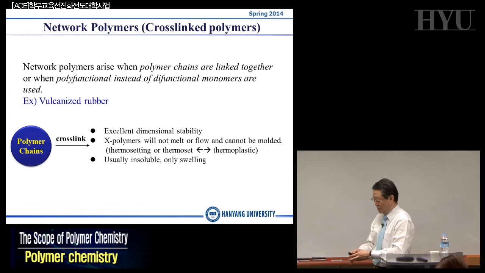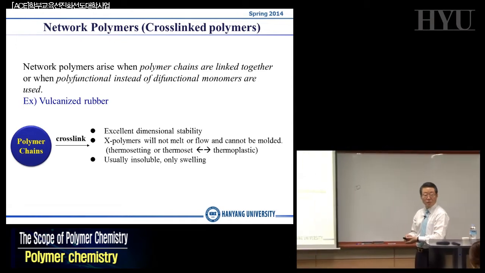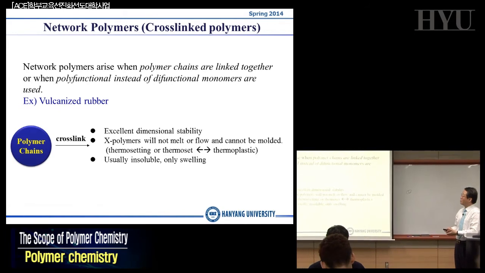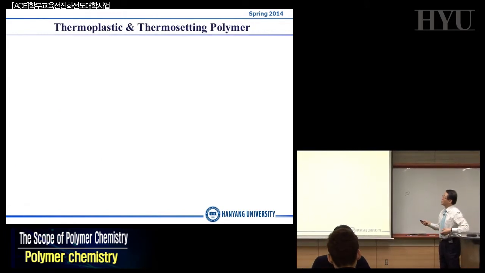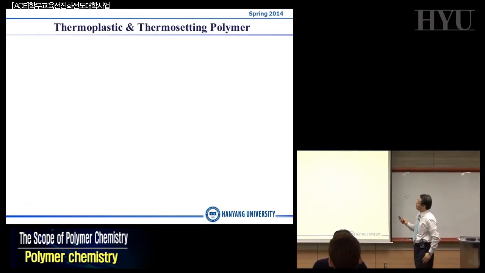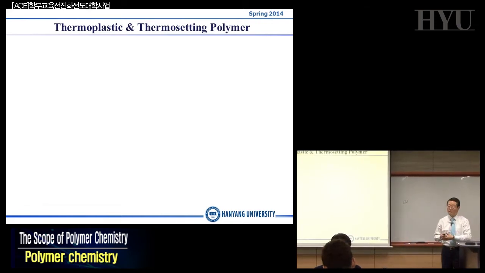The third characteristic is that usually a cross-linked polymer will not be soluble, but it will only swell in the solvents. So these are the three very distinct characteristics of the network polymer. So let's say, what's the difference between the thermoplastic and thermoset?